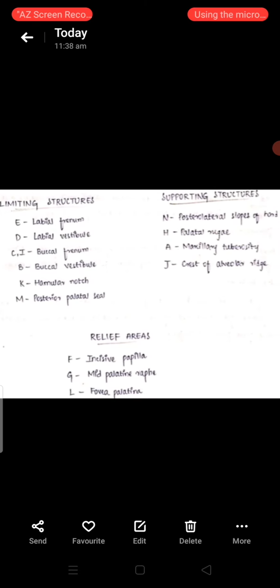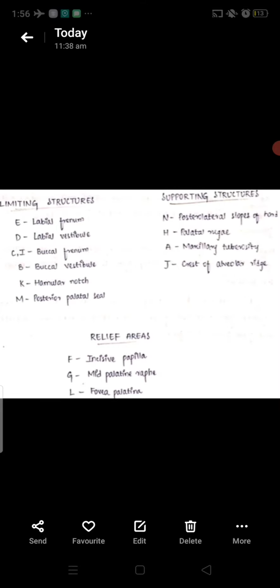Now we classify the maxillary anatomical landmarks into three categories. Number 1 is the limiting structures, which limit the maxillary complete denture. We should not extend the complete denture borders beyond those areas, which are the limiting areas that limit the denture extension.